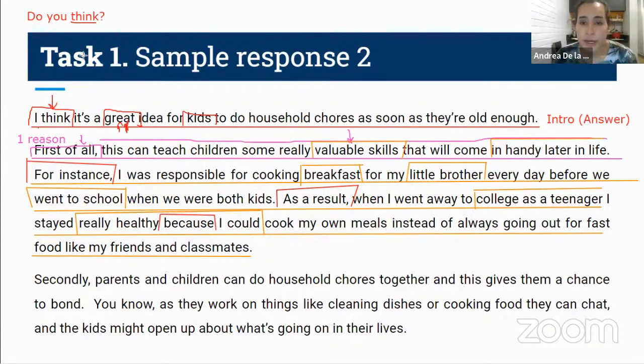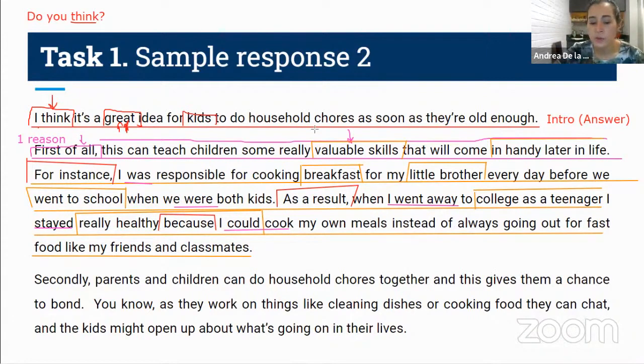What else do I like about this? I like the grammar that he's using. Do you see how he's using the past tense? First, he's using the simple past tense. I was responsible. When we were both kids, when I went away to college, I stayed really healthy. I could cook my own meals. So he is using more than one tense.